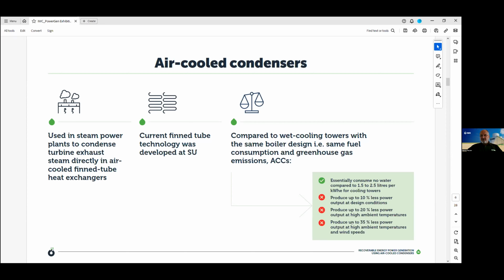And then we've also experienced that it can produce up to 35% less power output at high ambient temperatures of say 40 degrees plus, and if there are high wind speeds as well. What happens is the plants' back pressures reach alarm levels, the plants have to be deloaded, or sometimes they even trip. And this is actually quite catastrophic, even though it seems to be quite common and frequent at the moment.